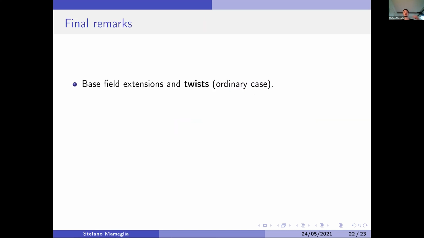All right. Final slide, a few commercials for you. The technology that I presented in this talk can also be used to study base field extension and twists of abelian varieties in the ordinary case, because we cannot use the Deligne functor, since that one works only over F_p. So of course you cannot extend the base field and hope to get something.